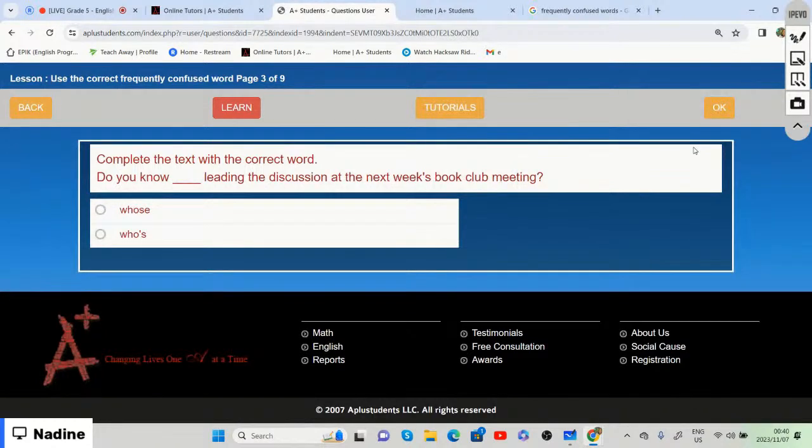And do you know who's leading the discussion at the next week's book club meeting? So is it whose, which is the first word, or who's, which is the second word, which also means who is? So do you know whose, or the second word who's, which is who is, leading the discussion at the next week's book club meeting?